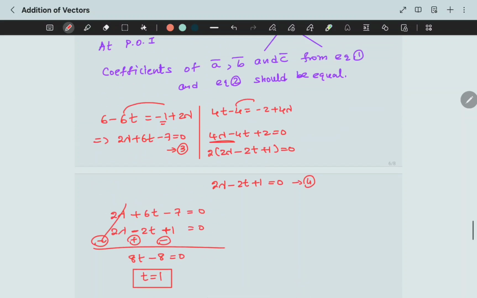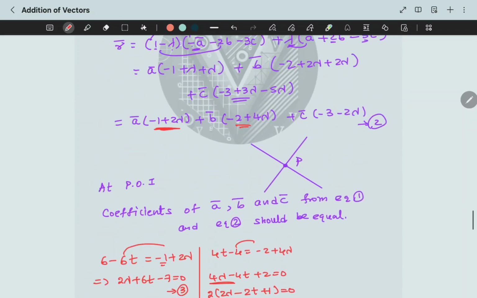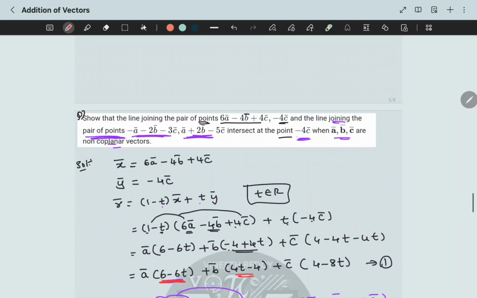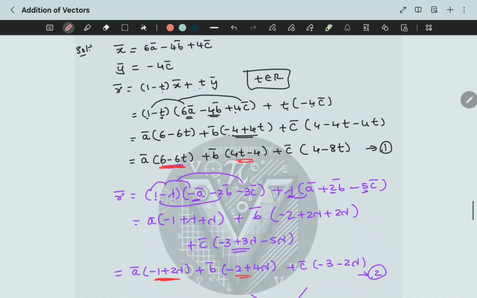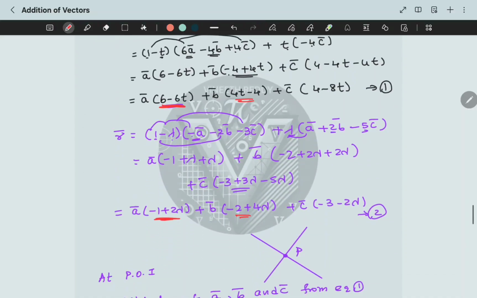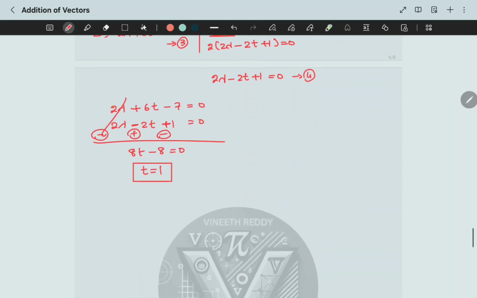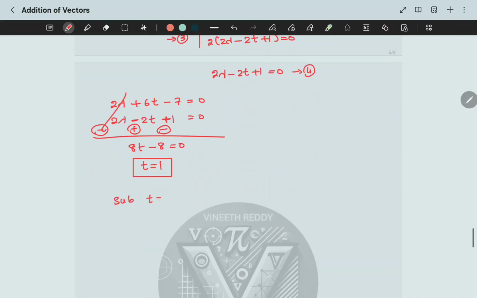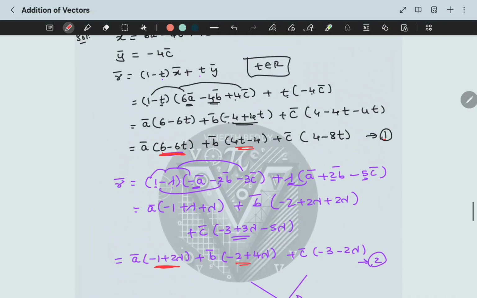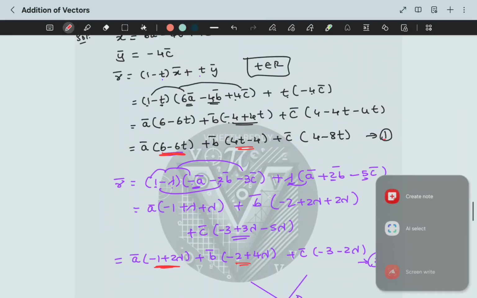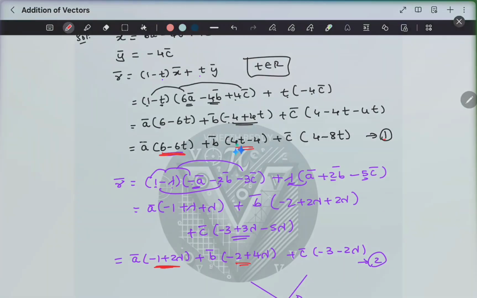Once we get t equals to 1, let us replace. Now we need to just find the point of intersection, right? Let us take equation 1. Substitute t equals to 1 in equation 1. What is equation 1? So I'll copy this. Equation 1 is this, right?